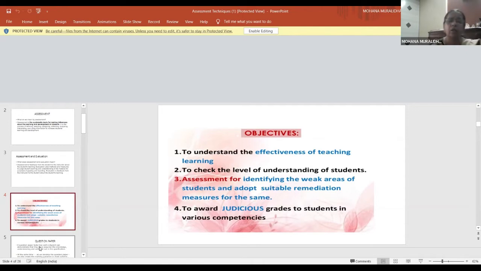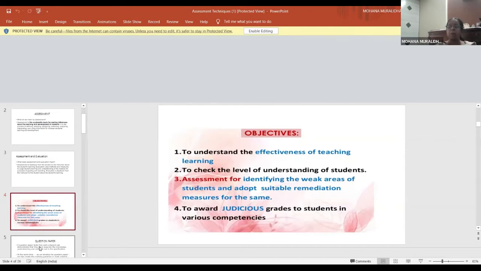So what are the objectives of these assessments? To understand the effectiveness of teaching and learning. As I told you, as a maths teacher, when I'm teaching, only if my child does well, I am a good teacher. In a way, I am assessing myself. I am going to test my effectiveness of teaching. I am going to say I have reached my child only by the performance of the child.